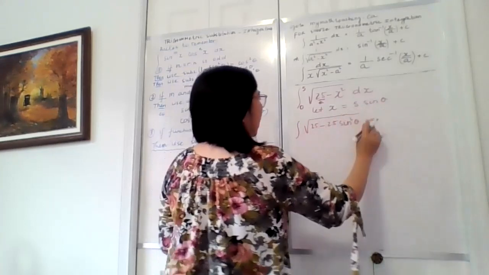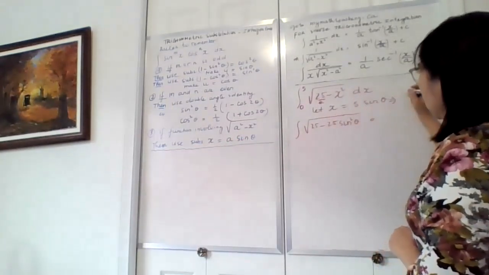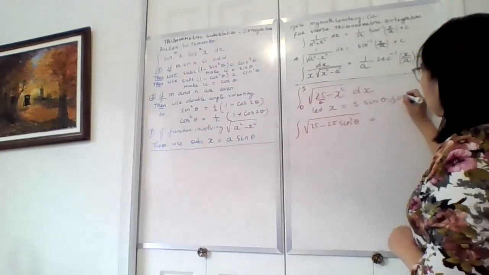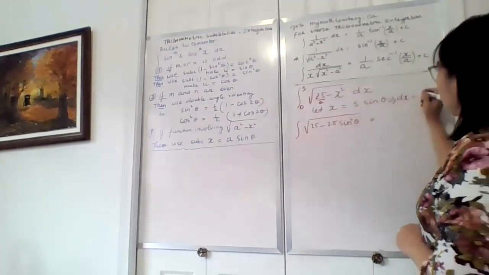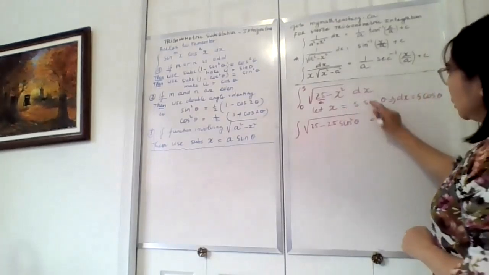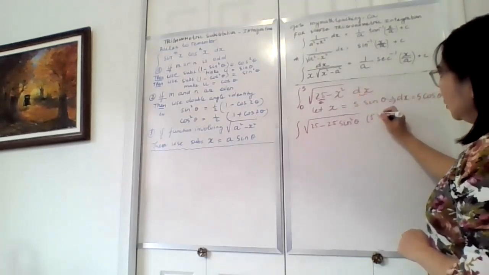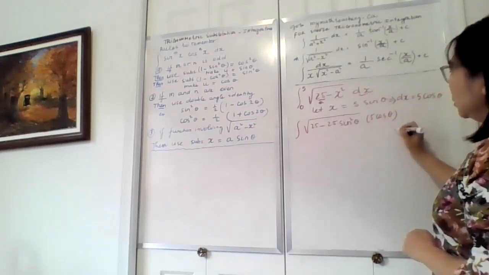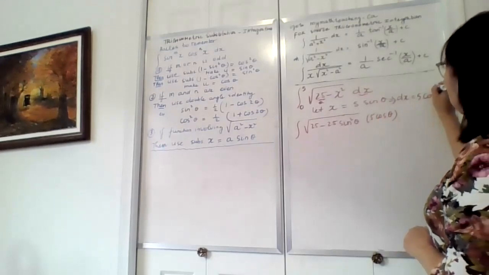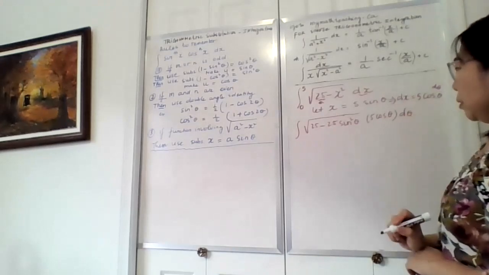And now, how do we substitute the dx? If we say let x equal 5 sine theta, it means dx will be equal to the derivative of 5 sine theta, which is 5 cos theta, right? So we're going to substitute dx equals 5 cos theta d theta here, dx over d theta, and I bring it up here, okay? So we have d theta as well.